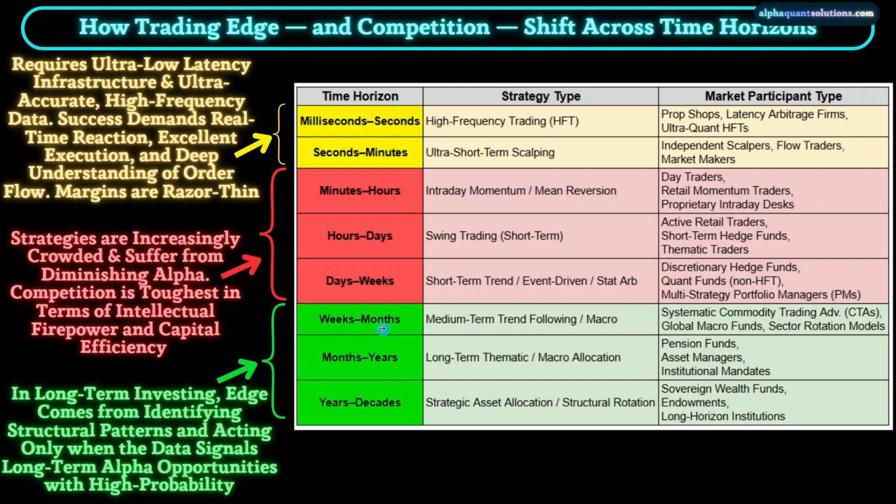The third and final area, shown here in green, relates to strategies spanning from a few weeks to a few decades. This is what we refer to as the strategic investment zone. And here it's all about long-term investing. The edge comes from identifying structural market patterns and acting only when the data signals long-term alpha opportunities with high probability. So in essence, this is reminiscent of a buy and hold strategy, but we will only enter the markets once the probability of success is very high.